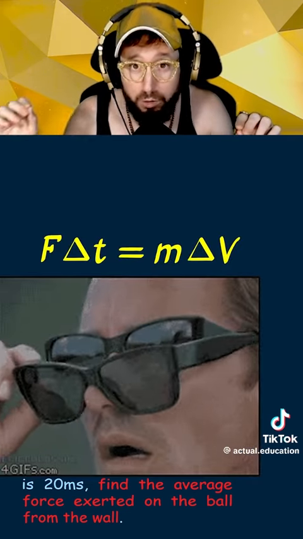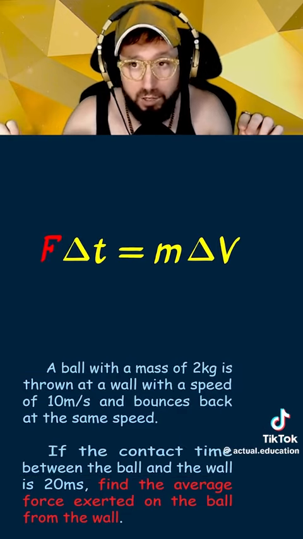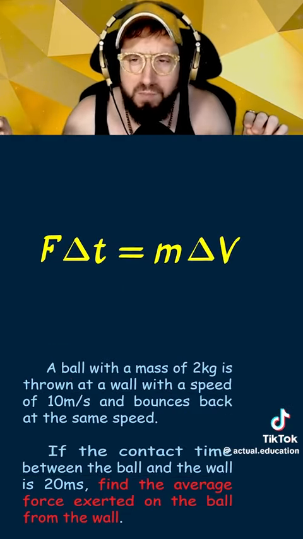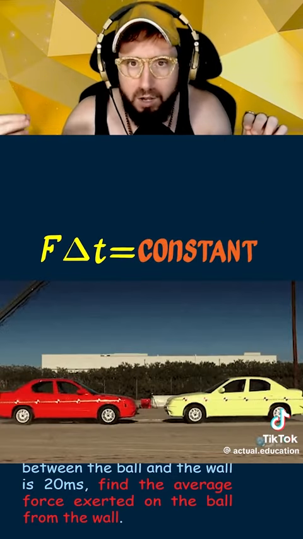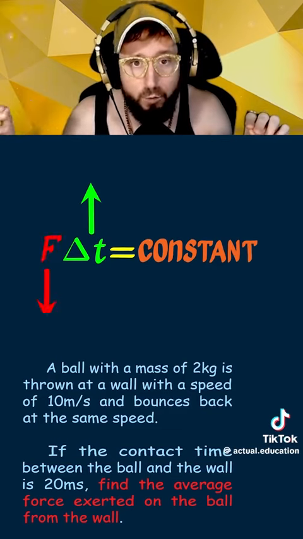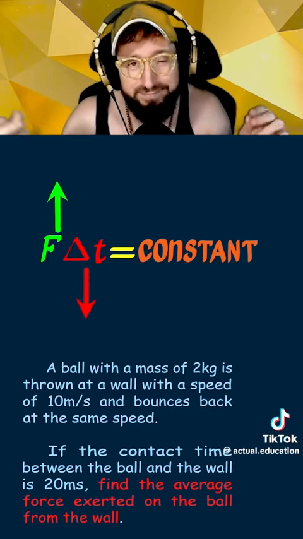Now, where impulse gets really cool is showing how the average force of a collision and the time duration of a collision are inversely proportional. What this means is that for the same object colliding and coming to a complete stop, if the time of the collision is greater, then the average force exerted during the collision will be less, and vice versa.